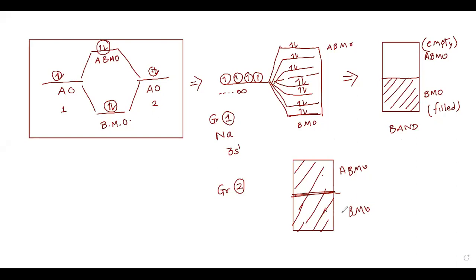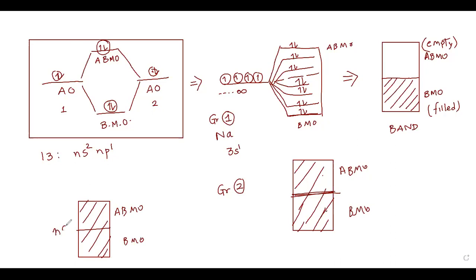Imagine group 13. What will be the case? In group 13, you have ns2, np1. So here the ns orbital will be entirely filled, which means both the ABMO and BMO of ns. And above this there will be one more orbital, which will contain the p orbital. That will be half filled.